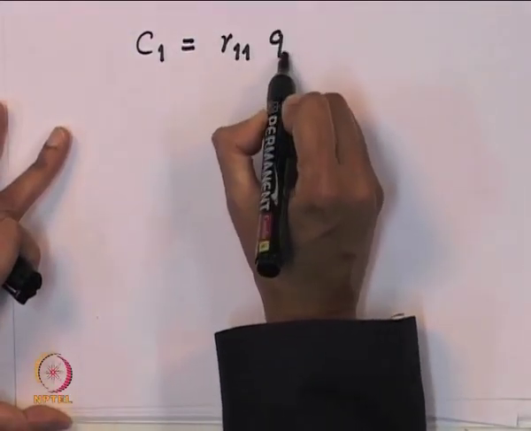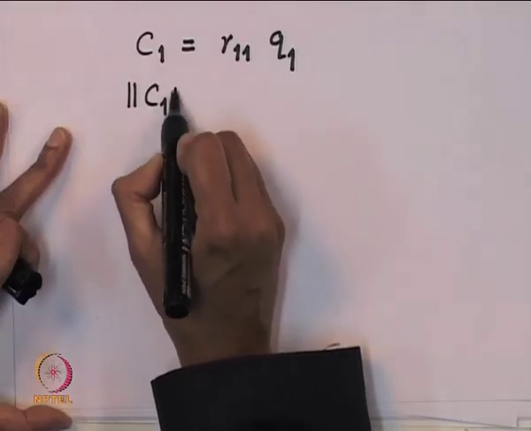Then first column of A, which is C 1, will be R 1 1 times Q 1. The second column C 2 will be R 1 2 times Q 1 plus R 2 2 times Q 2. Now, look at the first relation. C 1 is equal to R 1 1 times Q 1. Now, Q 1, just now we have seen that the columns of Q form an orthonormal set. That means, Euclidean norm of Q 1 is going to be equal to 1. So, we have got C 1, which is the first column of A. This is R 1 1 times Q 1.